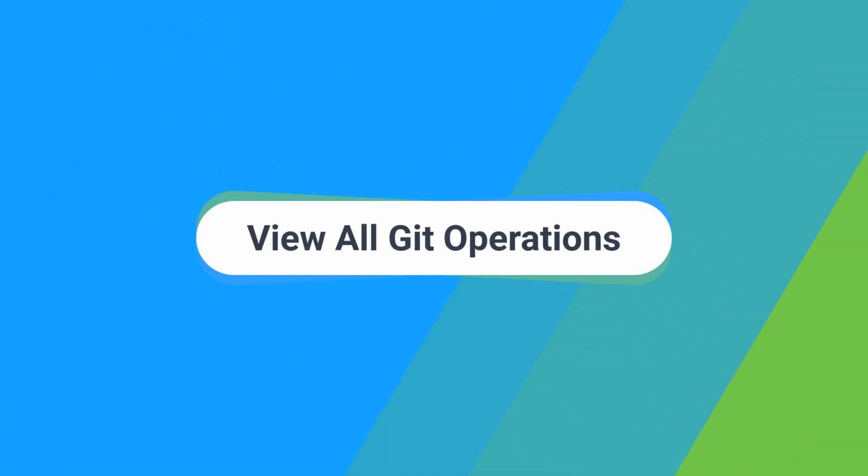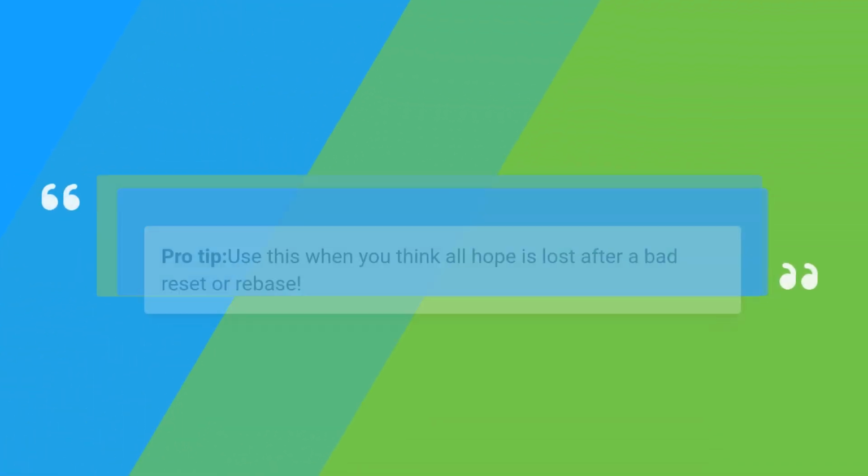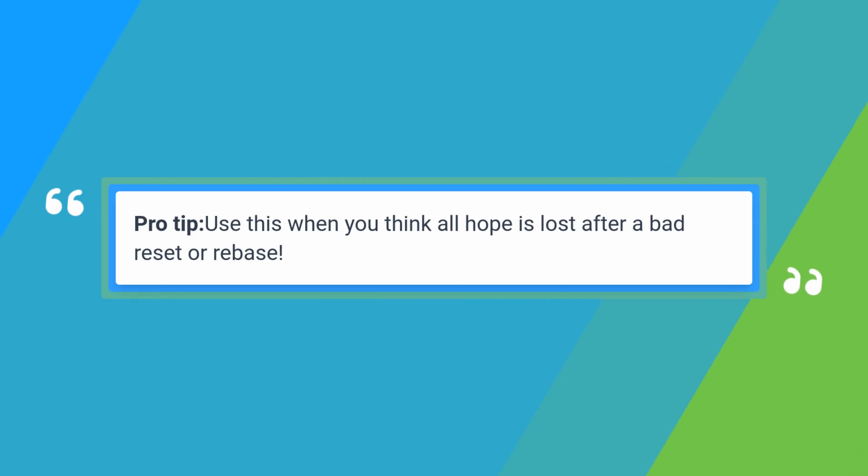View all Git operations. If you've ever messed up your Git history, git reflog is your safety net. It shows a log of all operations on your repository, allowing you to recover lost changes. Why it's cool? It's a history of your Git history, giving you a way to find lost commits and operations. Pro tip, use this when you think all hope is lost after a bad reset or rebase.